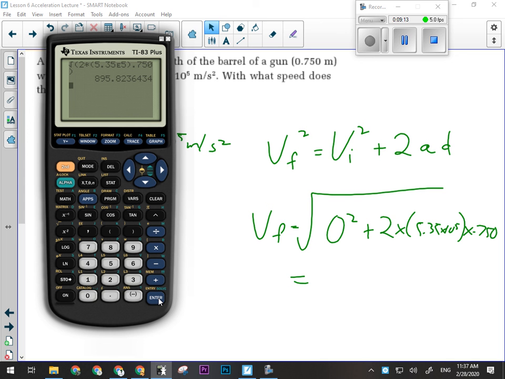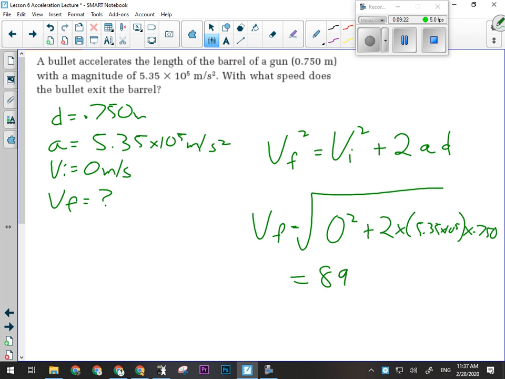All right. The bullet leaves the barrel of the gun at 896 meters per second. The sound of the shot will travel at 340 meters per second. Which means every second it's in flight, it's getting 556 meters ahead of the sound it produces. So by the time it gets to target, it's pretty far ahead of the sound.